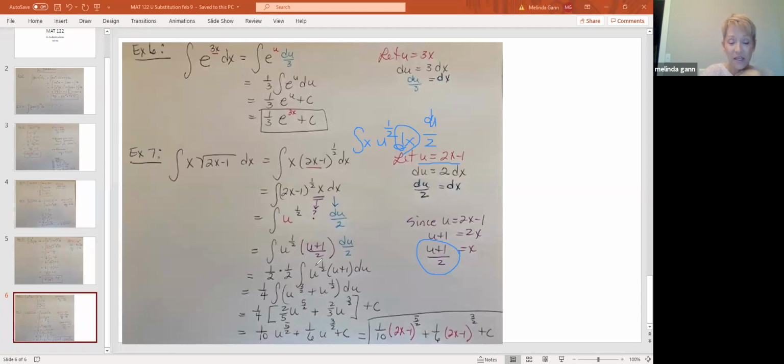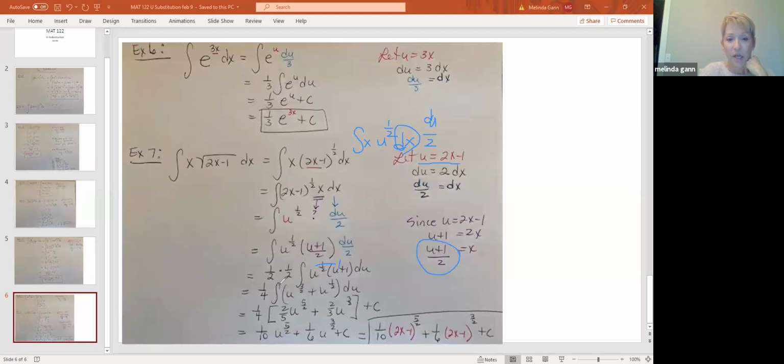Now here I can distribute. So what do you do with powers when you're multiplying? Don't you add them? And a 1 plus a 1/2 is a 1 and a 1/2 or a 3/2. And then u to the 1/2 times 1 is just u to the 1/2.